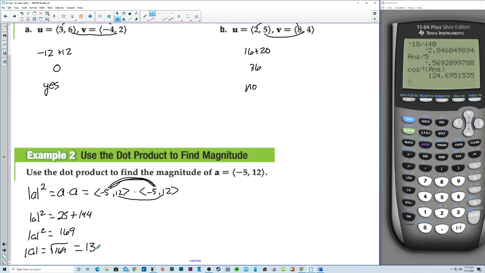So they're saying, well, you're probably sitting there going, why don't we just find the magnitude? Well, that's because we're going to use the dot product to find the magnitude. So we're just following the instructions.